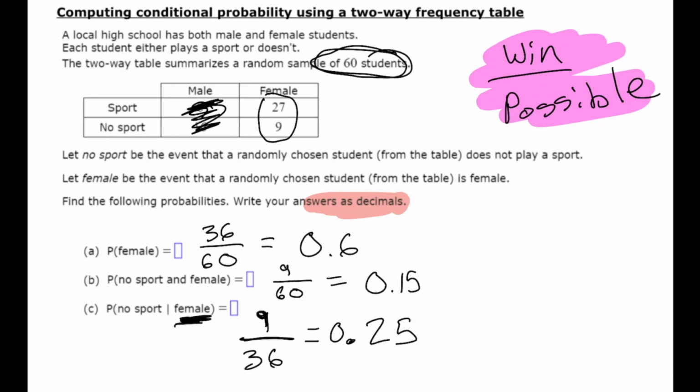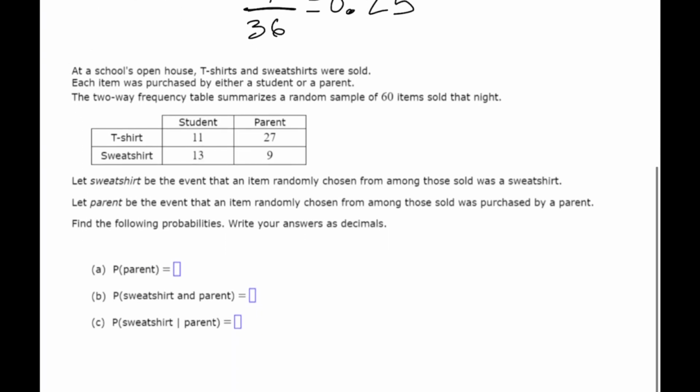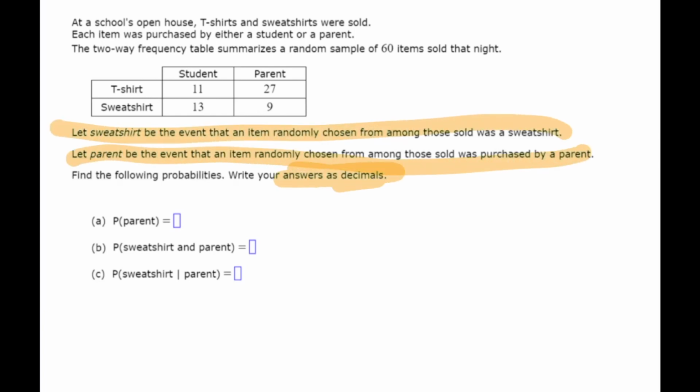At a school's open house, t-shirts and sweatshirts were sold. Each item was purchased by either a student or a parent. The two-way frequency table summarizes a random sample of 60 items that were sold that night. You guys can read through these to see what all these things mean. But again, we are going to need decimals as our answers.